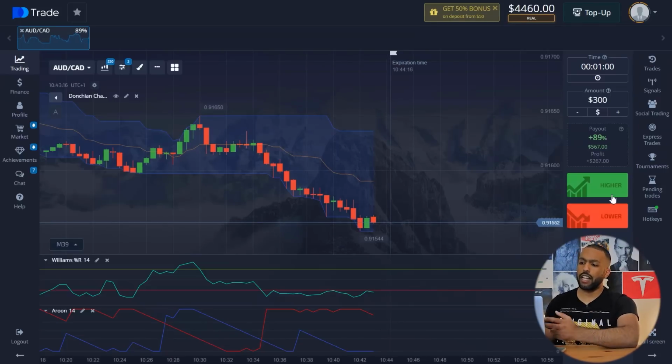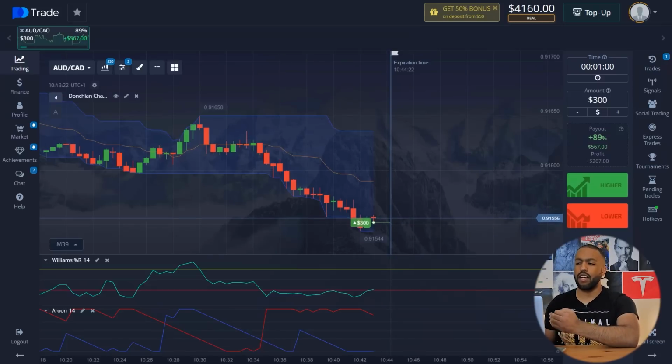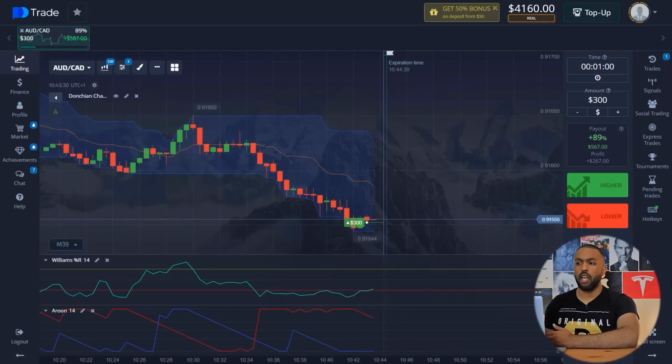But let's go back to trading, and I opened an up trade for $300 for 1 minute. I made this decision after evaluating the data from the indicators, starting with the Williams indicator. Its line was in a horizontal position when the price was falling, which I considered as a signal of a possible price increase. All right.